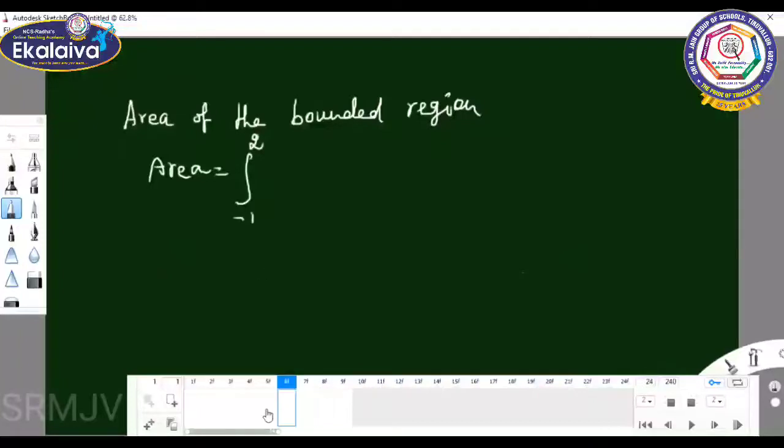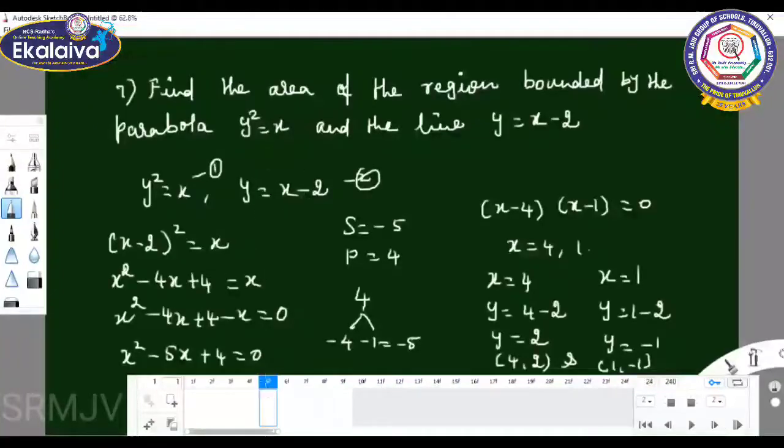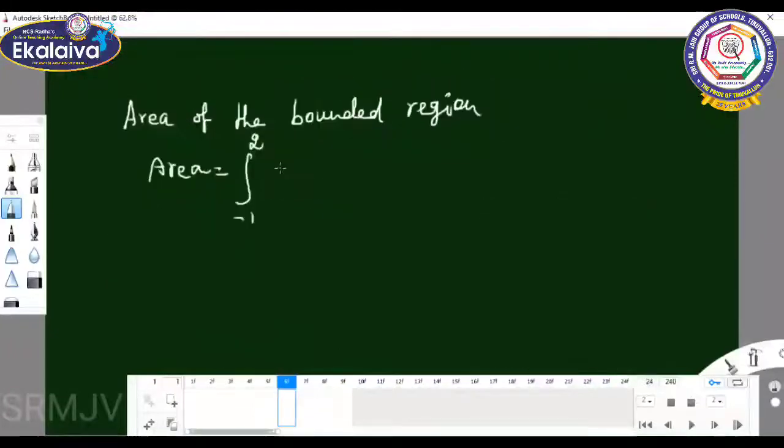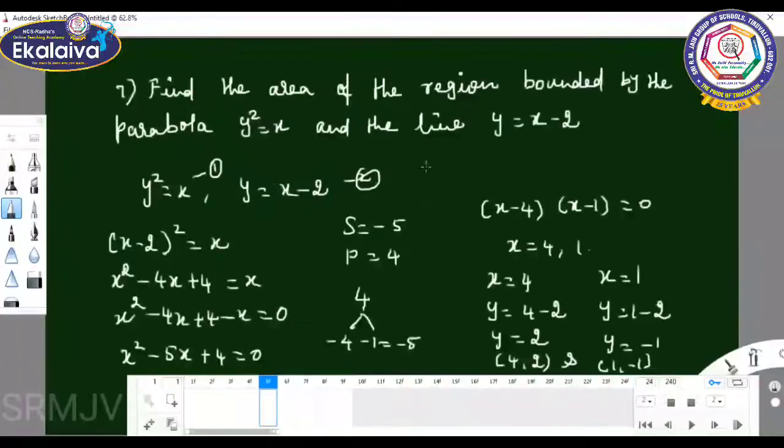What is the x value here? X equal to y plus 1. Line minus curve into dy. So I have chosen the y-axis limit, minus 1 to 2. What is the line equation? So what is the x value here?